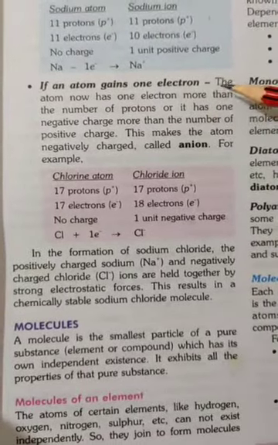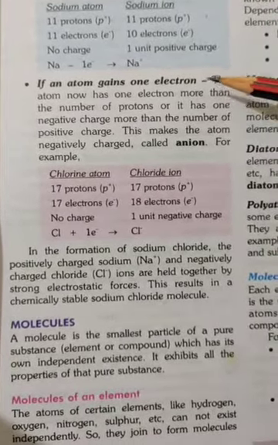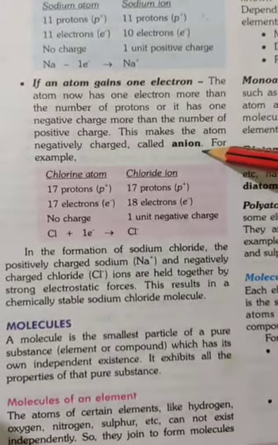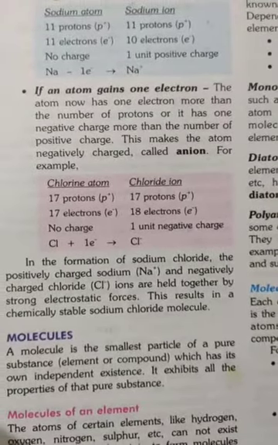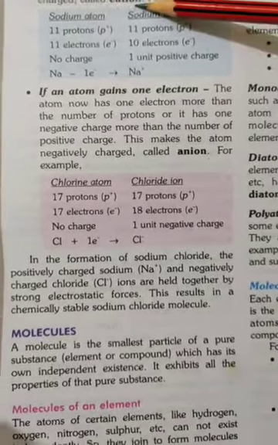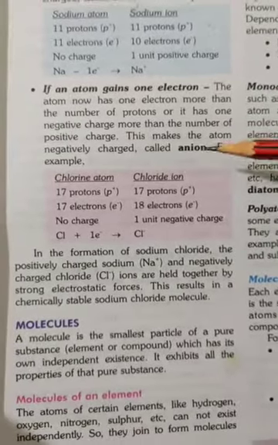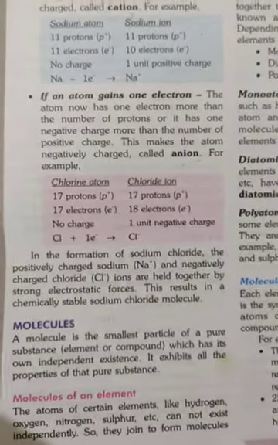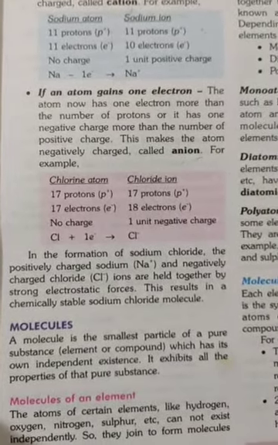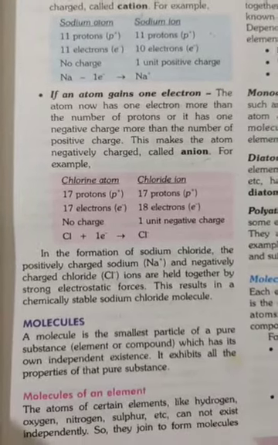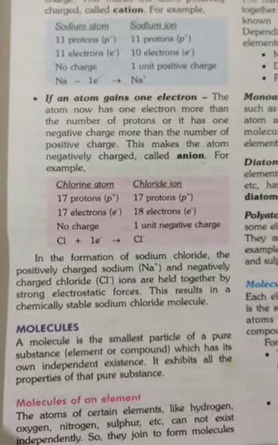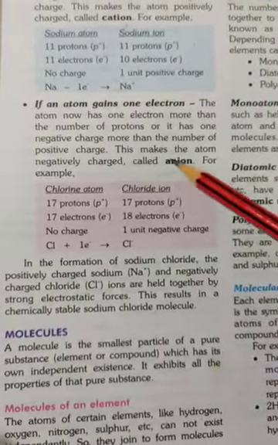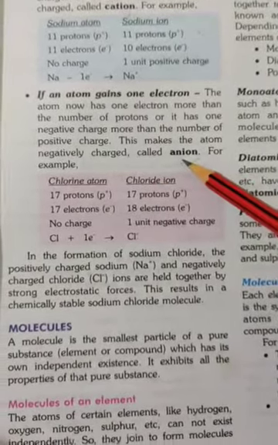And if an atom gains 1 electron, it means the number of electrons is more in that atom, and that is called an anion. Understood? If positive charge is more on the atom, it will be a cation. And if negative charge is more, it means the number of electrons is more, so it is called an anion. The atom now has one electron more than the number of protons, or it has one negative charge more than the number of positive charges. This makes the atom negatively charged. That is why the atom is negatively charged and called an anion.